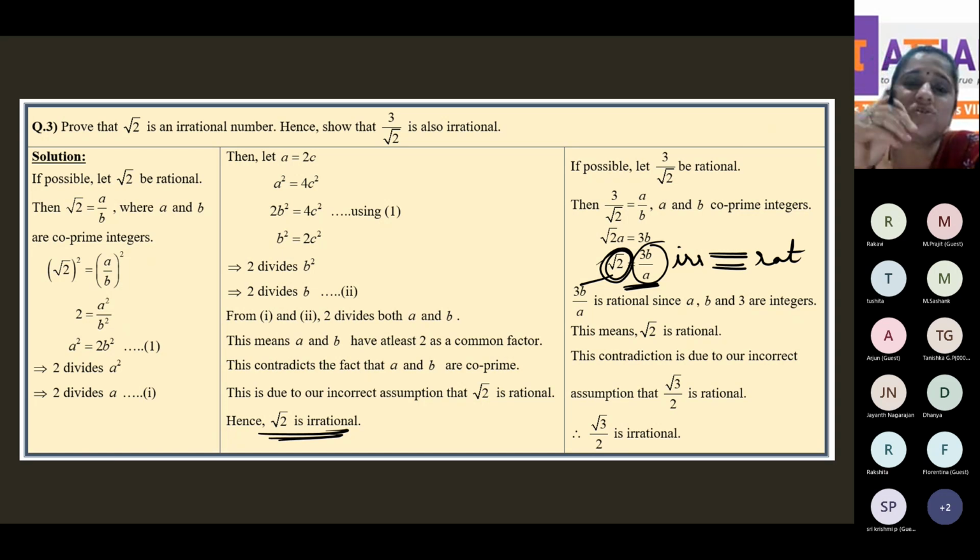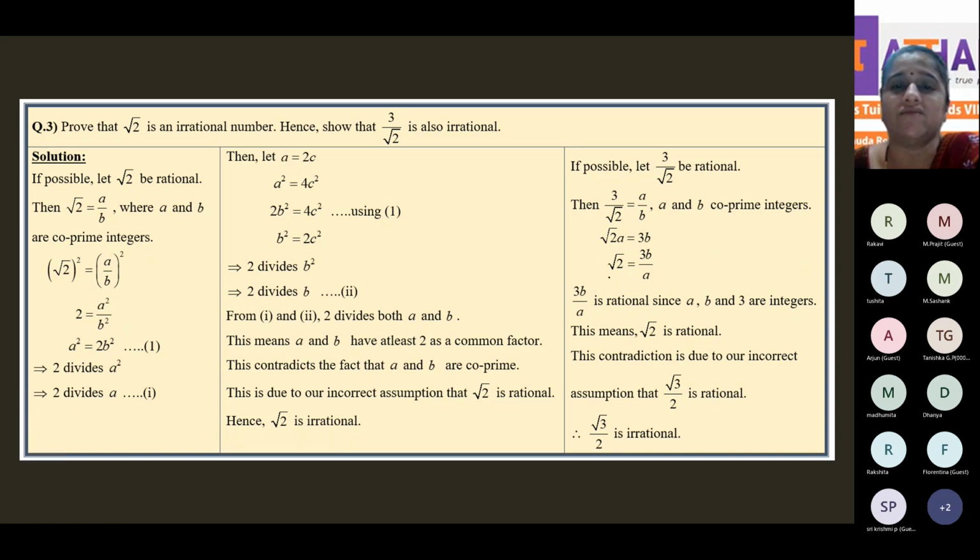So this situation arises because of our incorrect assumption. We assumed that 3 by root 2 is rational. That's incorrect. We started off incorrectly. That's why we get a situation like this, where on one side we have an irrational, on the other side we have a rational with an equal to sign.